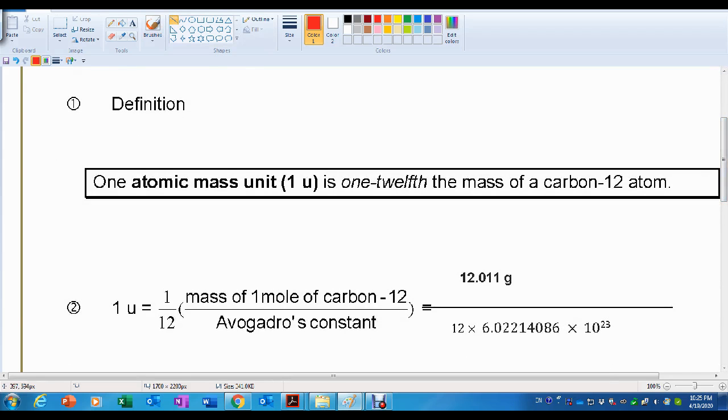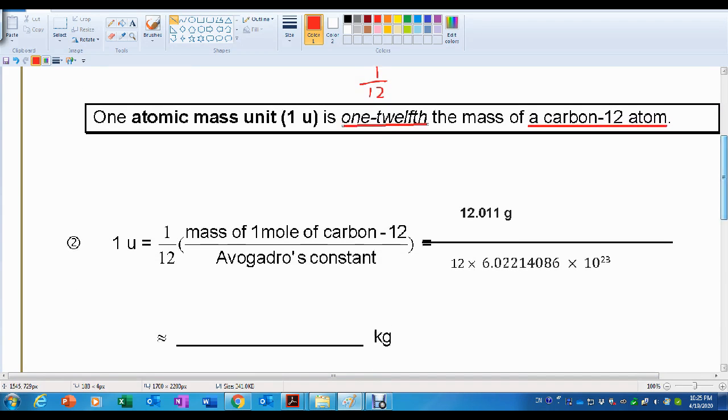So the definition: one atomic mass unit, 1 U, is 1/12 the mass of a carbon-12 atom. Alright? So 1 U is 1/12 of the mass of a carbon-12 atom. So how could we calculate that 1 U?